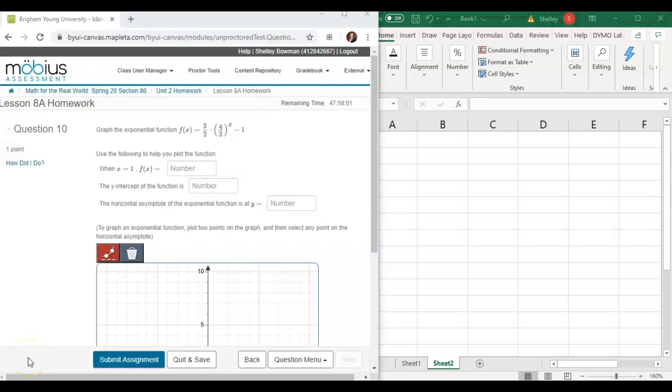Mobius Assessment, Lesson 8A, Homework Question number 10. Graph the exponential function f of x equals 3/2 times 3/4 raised to the x minus 1. Use the following to help you plot the function.